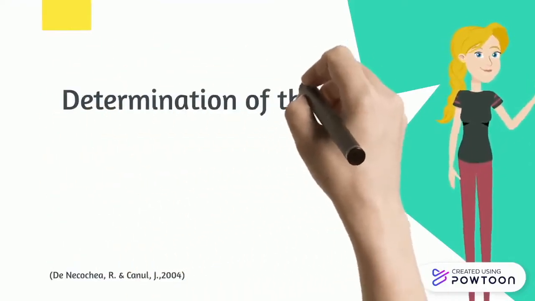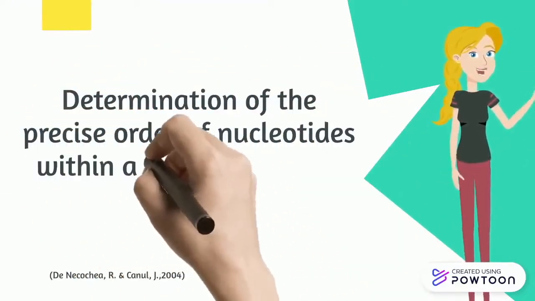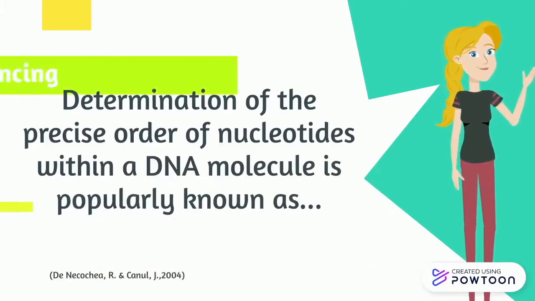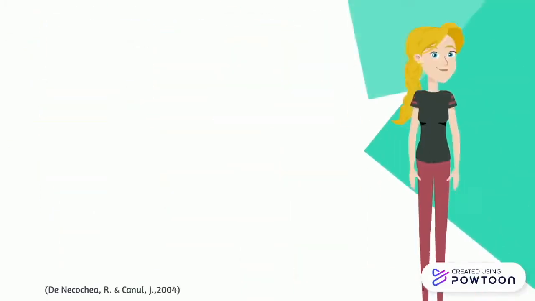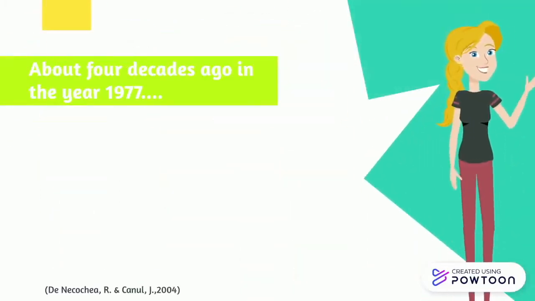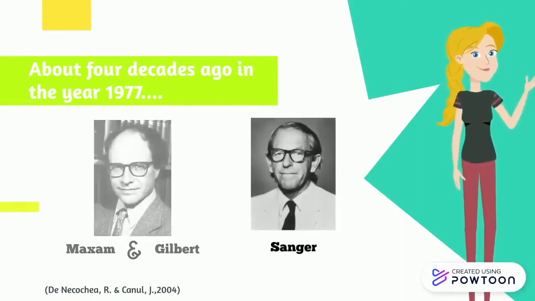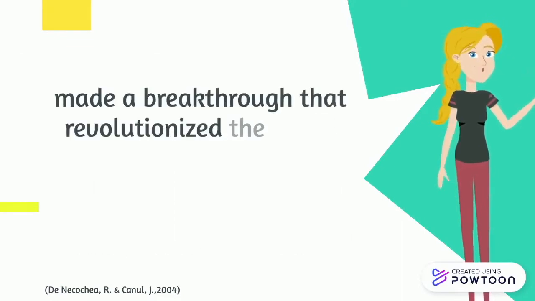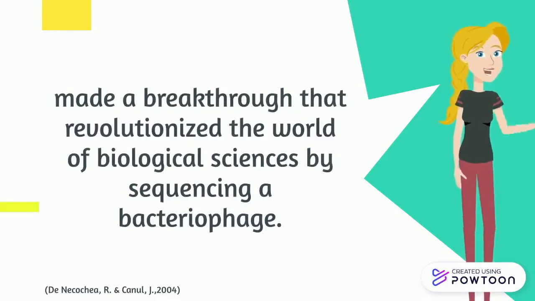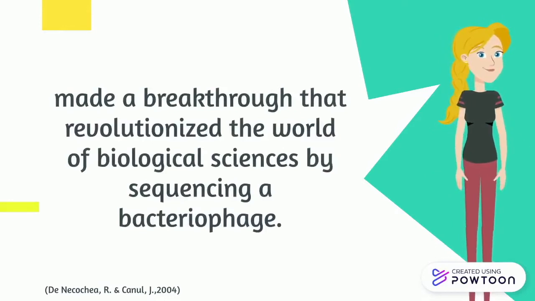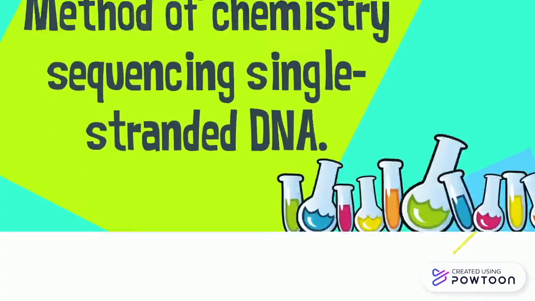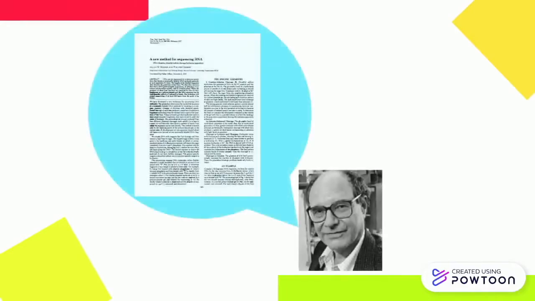Determination of the precise order of nucleotides within a DNA molecule is popularly known as DNA sequencing. About 4 decades ago, in the year 1977, Sanger and Maxam and Gilbert made a breakthrough that revolutionized the world of biological science by sequencing the bacteriophage.